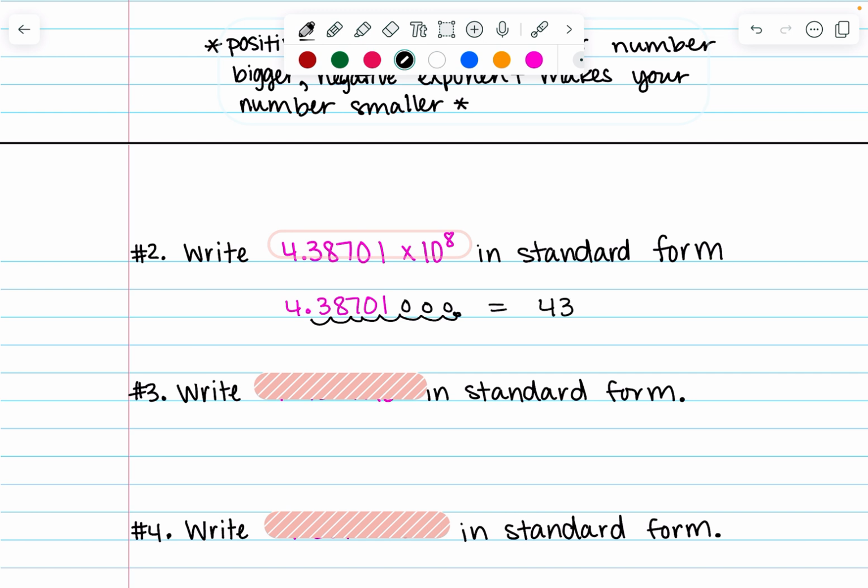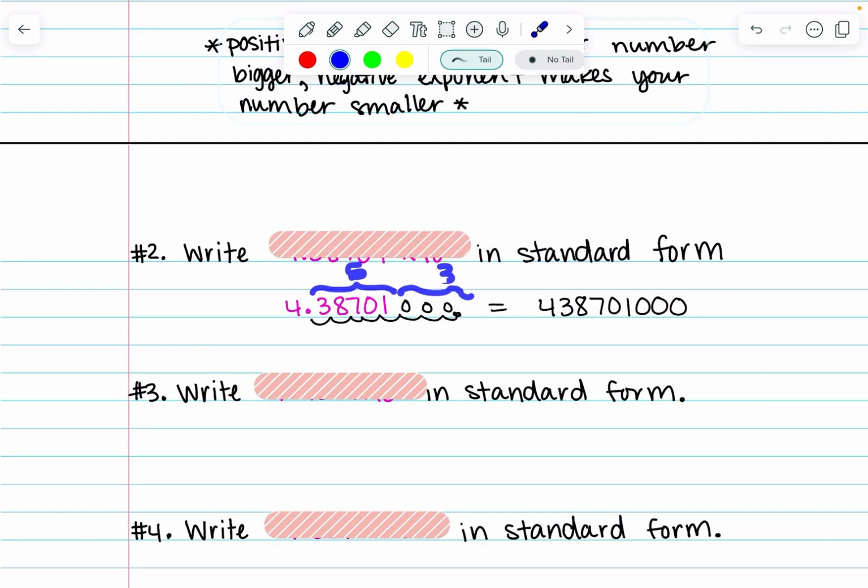So 43871, and then I'm adding 3 zeros at the end. A student asked me, well, how do you know there's 3 zeros? Well, there are 5 place values here, 3 more place values. That makes your exponent 8. 5 plus 3 is 8. Okay? So final answer here, let me put commas in here so I can read it. 438,701,000.